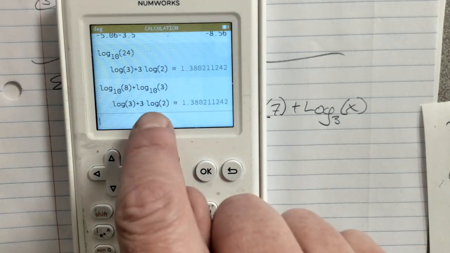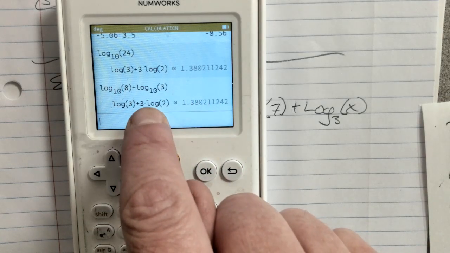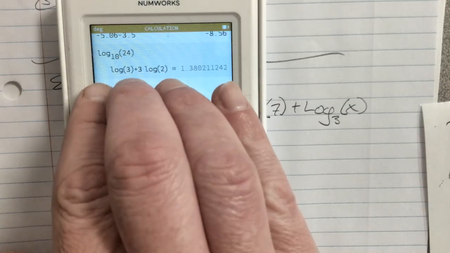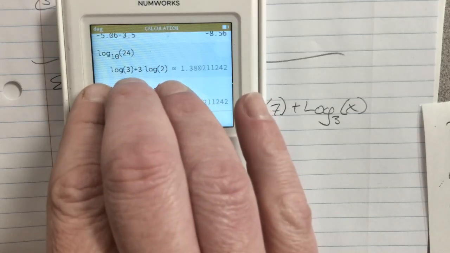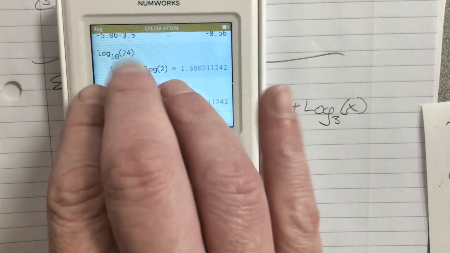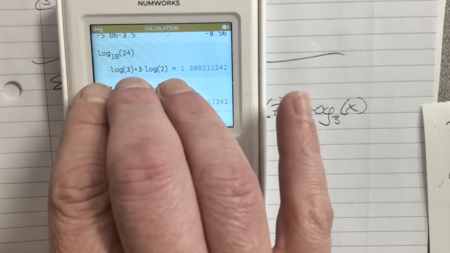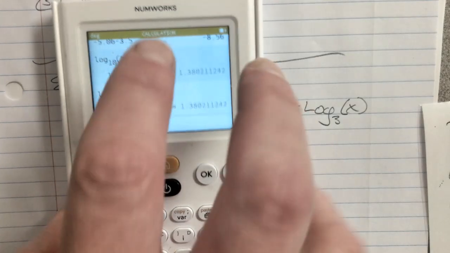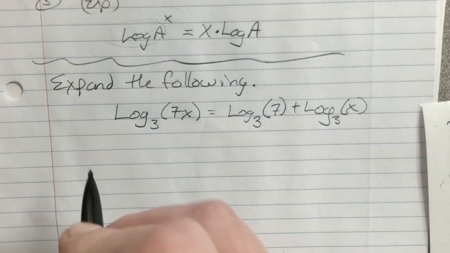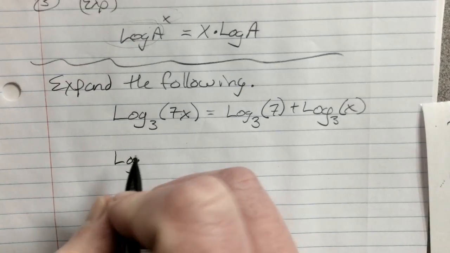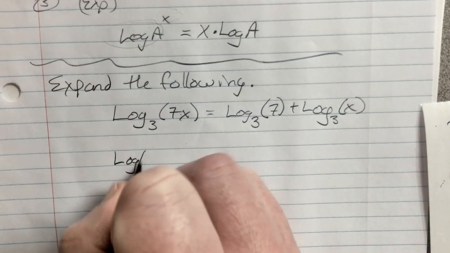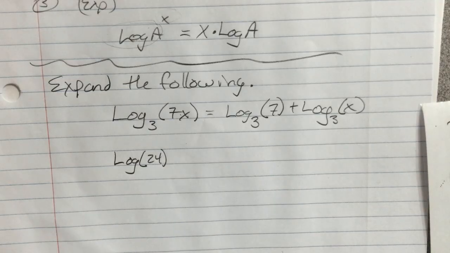And not only that, but what did they do? How did they go from log base 10 of 24 to log base 10 of 3 plus 3 times log base 10 of 2? What is happening? Let's expand that out. We have log base 10 of 24, correct?